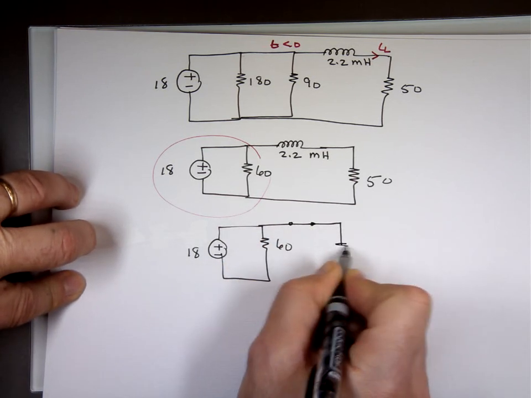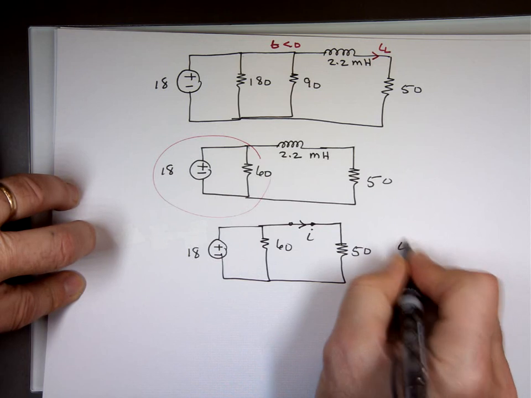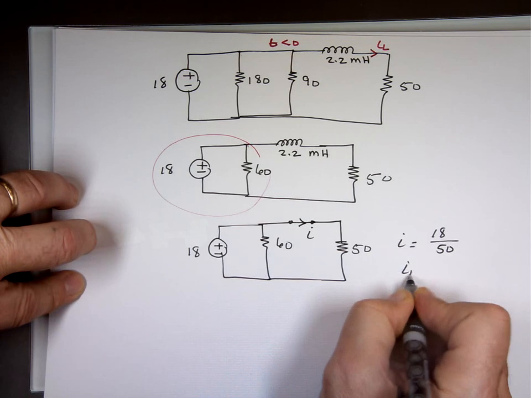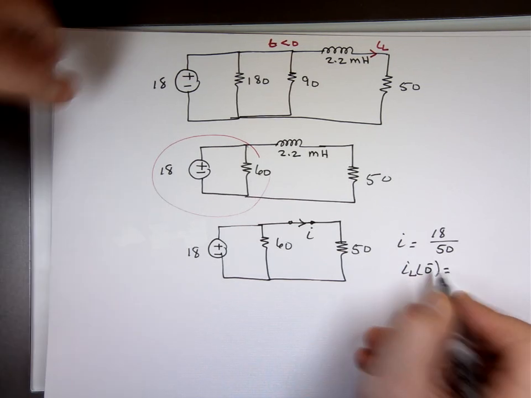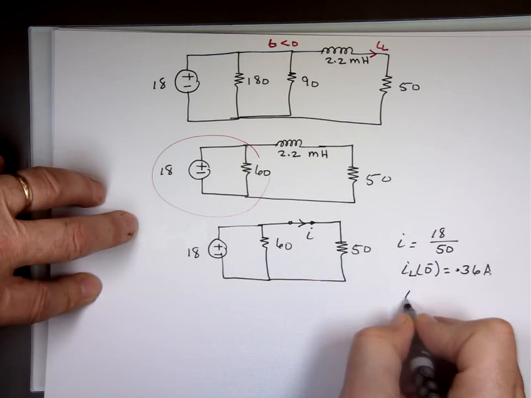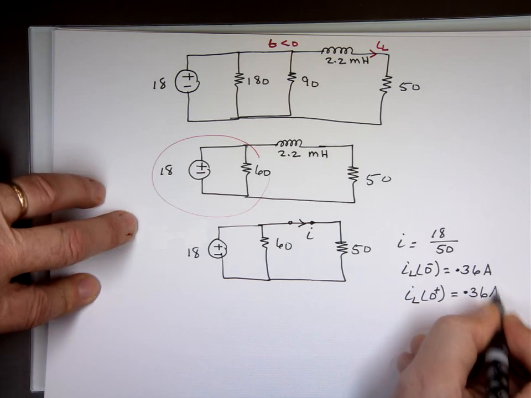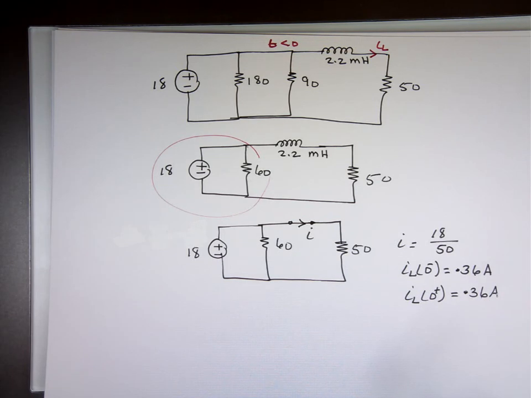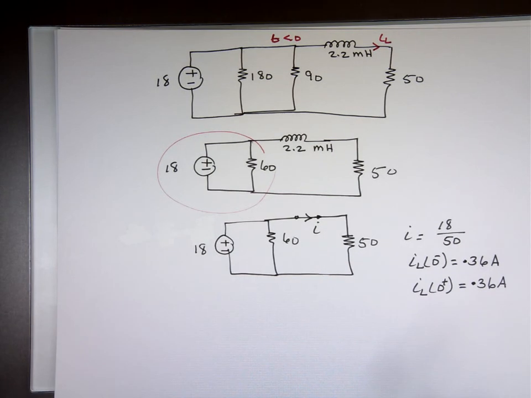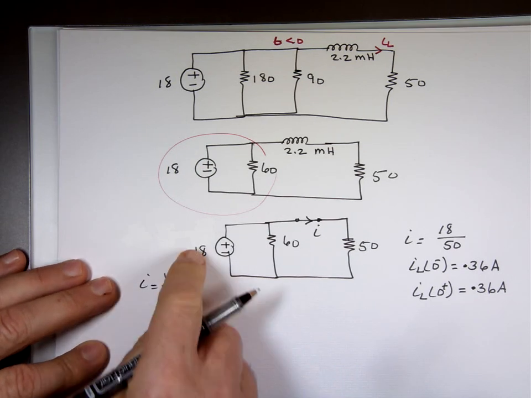Can we find what that current I is? 18 over 50. So the current through the circuit at 0 minus equals, is that 0.36? Which is the current through the circuit at 0 plus. So, yes, use current divide, right? The three of them in parallel, right? They have the same voltage. I equals V over R. That's why I use Ohm's law. This is 18 volts right here. Parallel circuits, the voltage is 18 divided by 50 is 0.36.